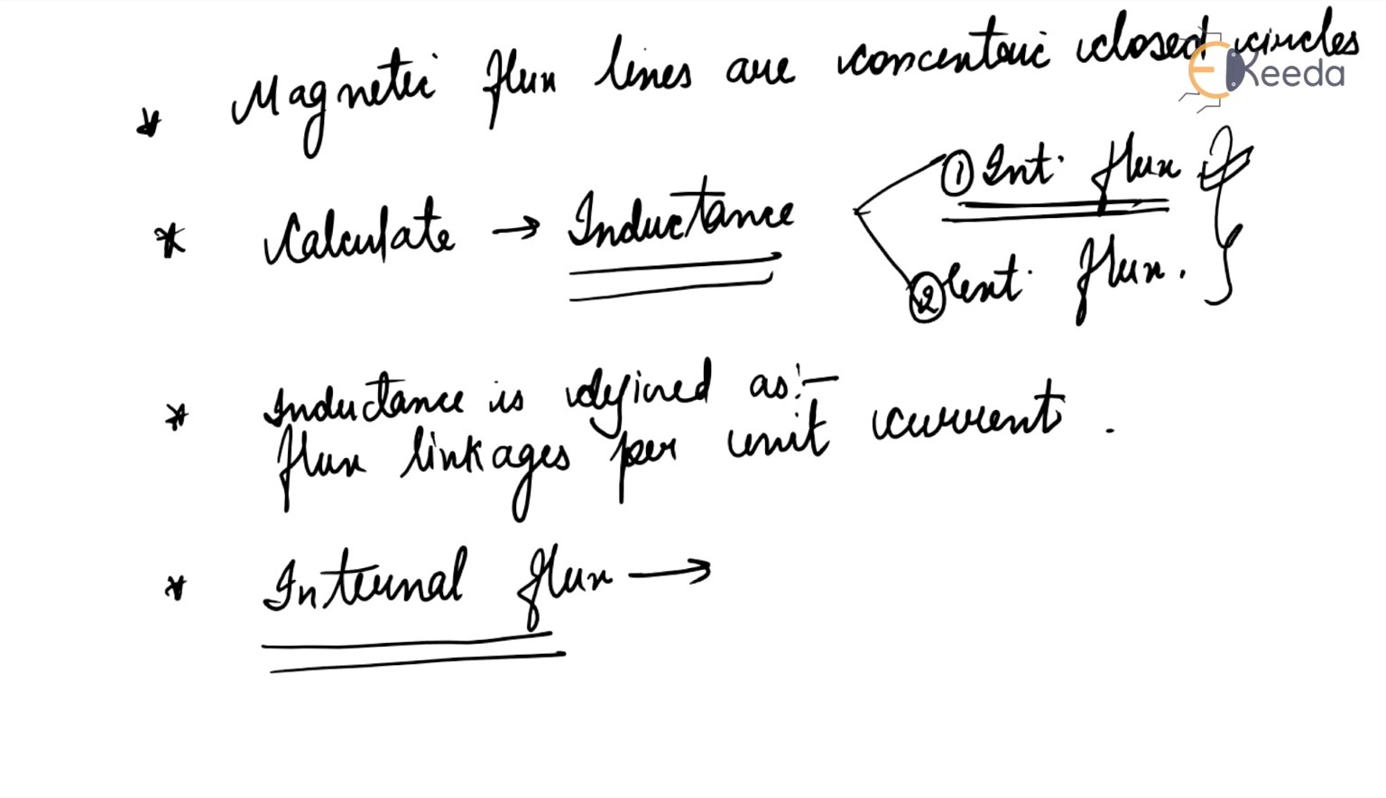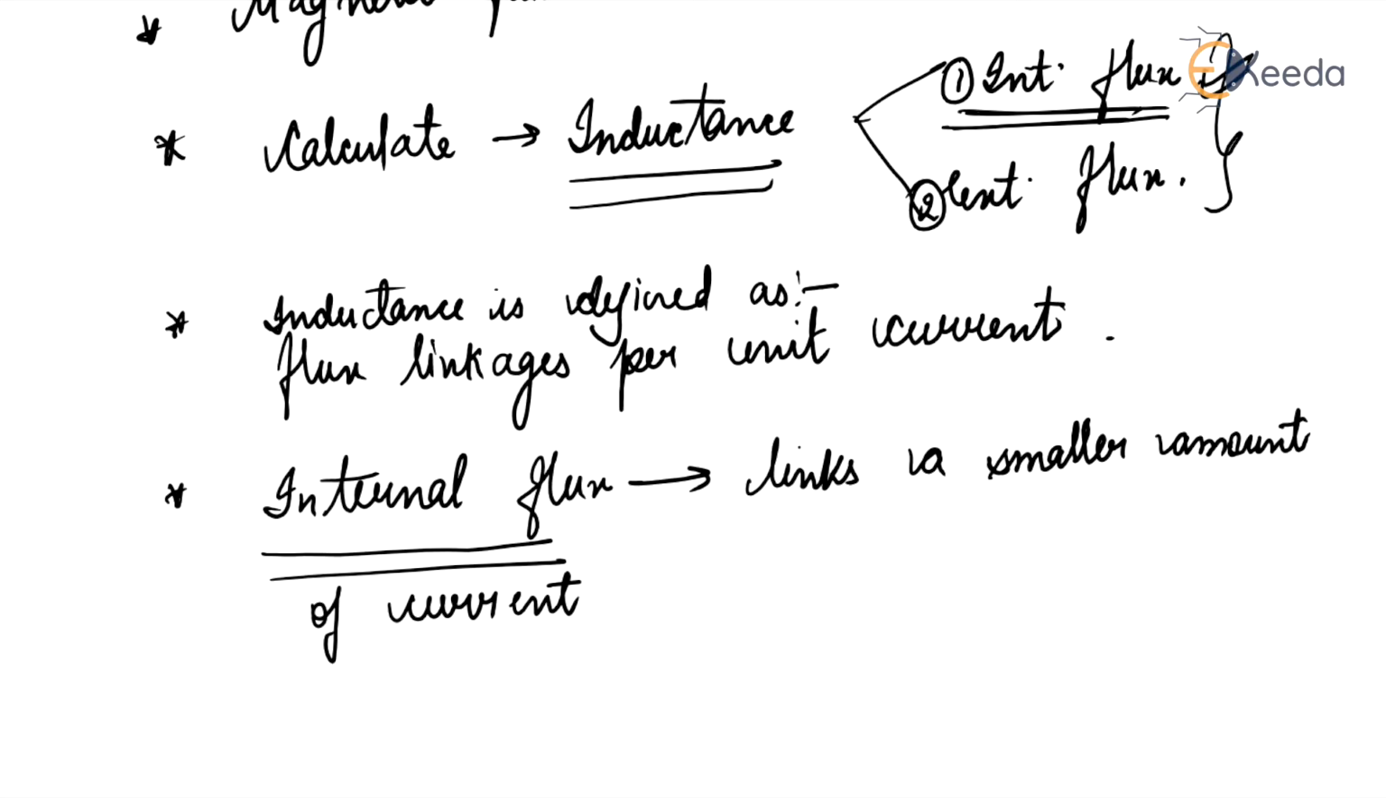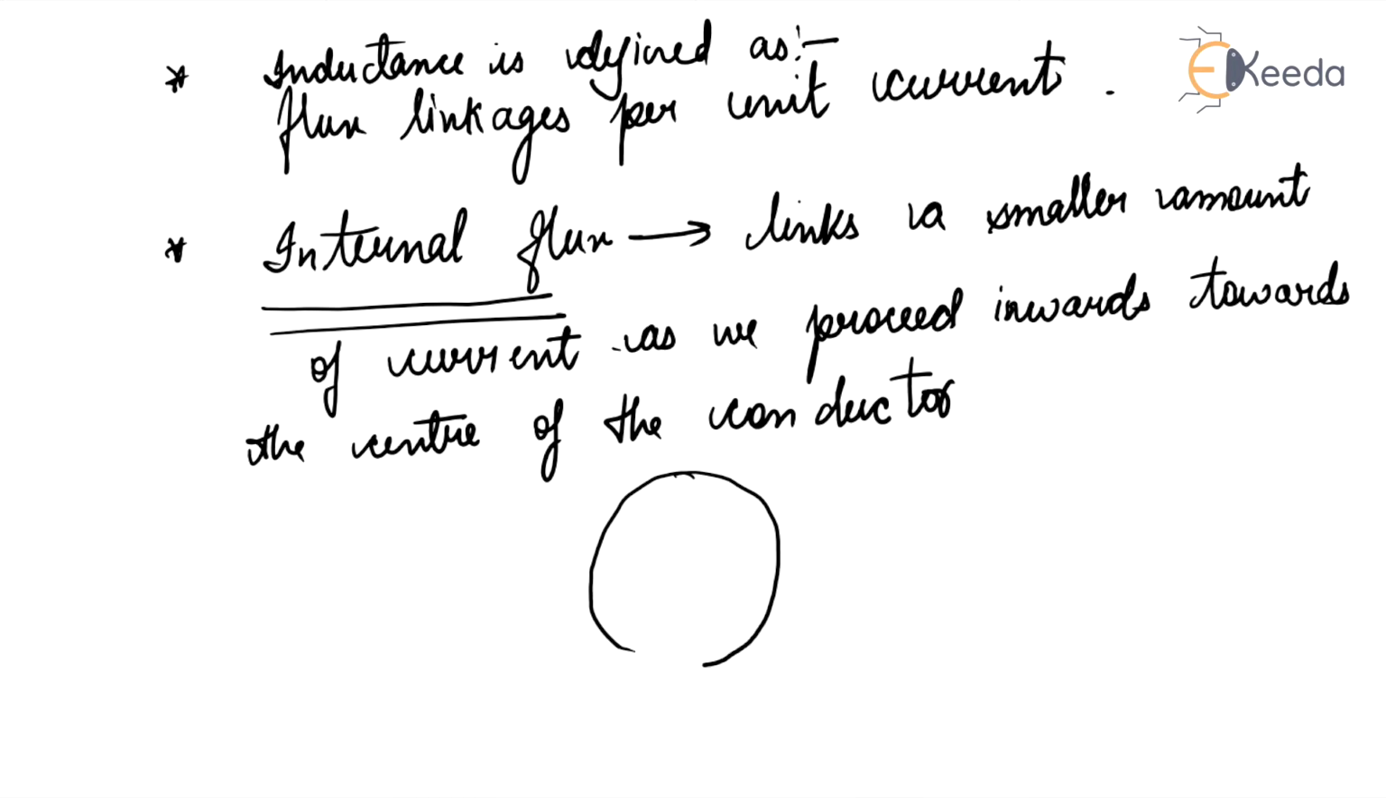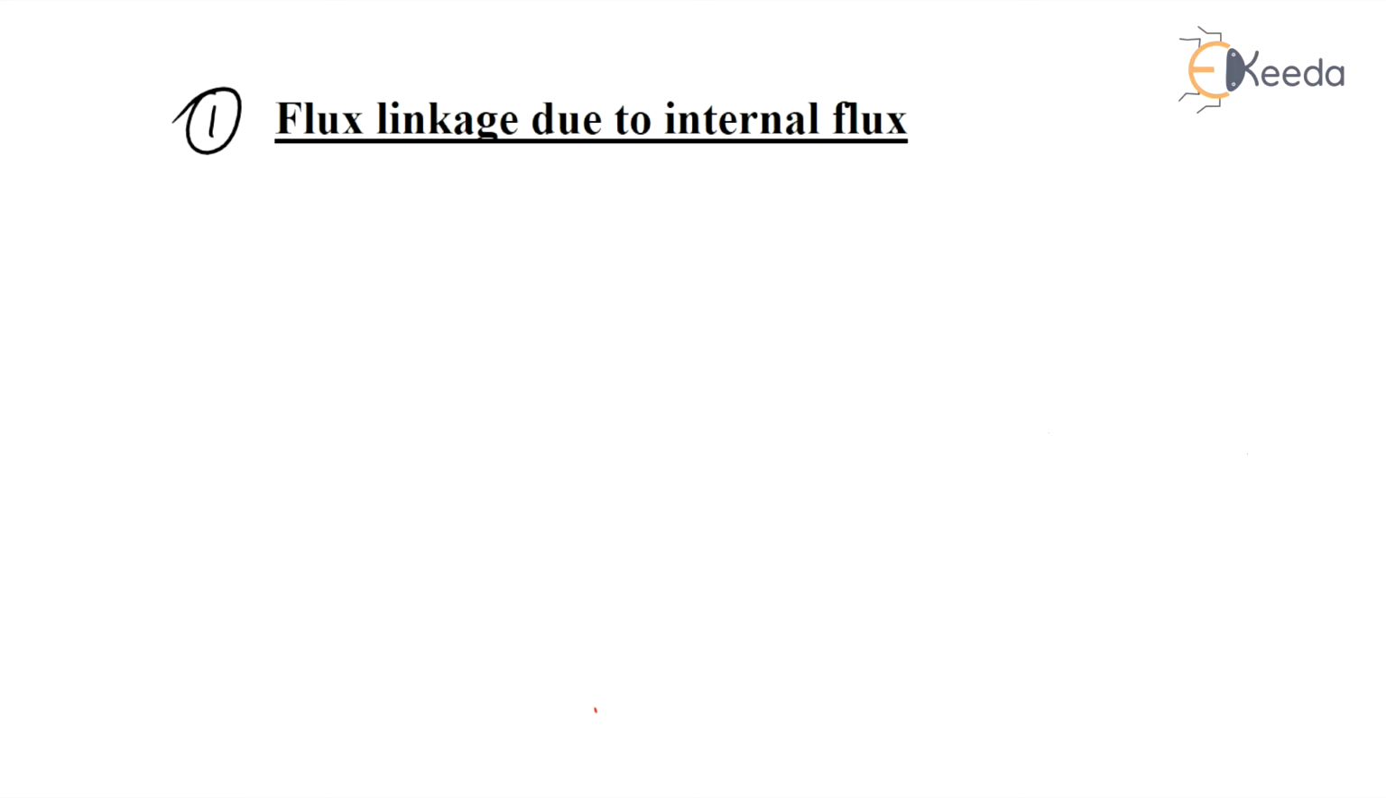Internal flux progressively links a smaller amount of current as we proceed inwards towards the center of the conductor. I'll show you in the diagram. Suppose this is a conductor and we assume the current density is uniform. So it links a smaller amount of current as we proceed inwards towards the center of the conductor. This is internal flux. Now we'll do the calculation of flux linkage due to internal flux.